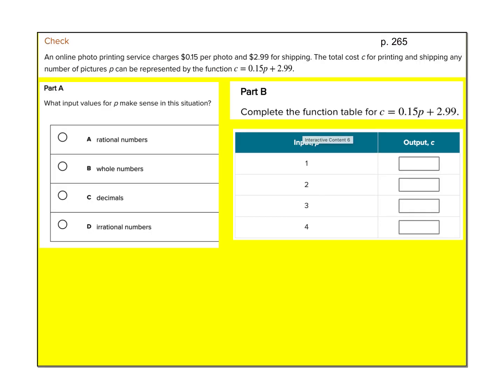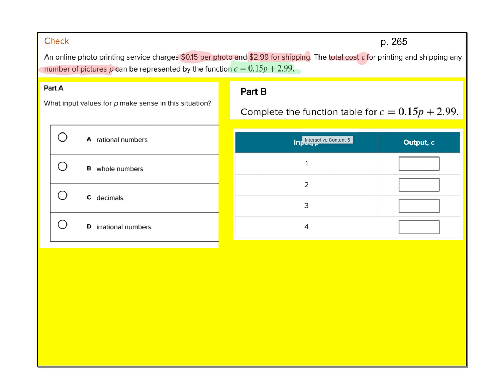Okay, let's go to the check on page 265 and let's do another one. It says, an online photo printing service charges 15 cents per photo and $2.99 for shipping. So if you're buying some pictures, you have to pay 15 cents per photo, plus you have to pay that $2.99 for shipping. It says the total cost, C, that's important, C is the cost, for printing and shipping any number of pictures P, so P stands for the number of pictures, can be represented by this function. Okay, and it gives us the equation. C equals 0.15P plus $2.99.